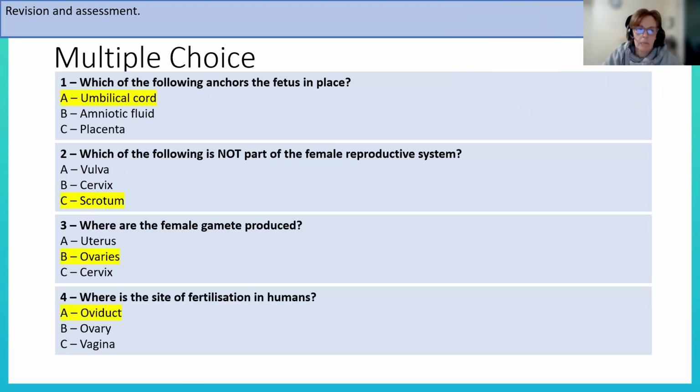So it's the umbilical cord that anchors the fetus in place. It's anchored to the placenta. The scrotum is part of the male reproductive system rather than female. Female gametes are produced in the ovaries. The female gametes are the eggs, the ova. And the site of fertilization is the fallopian tube or the oviduct, if you prefer.